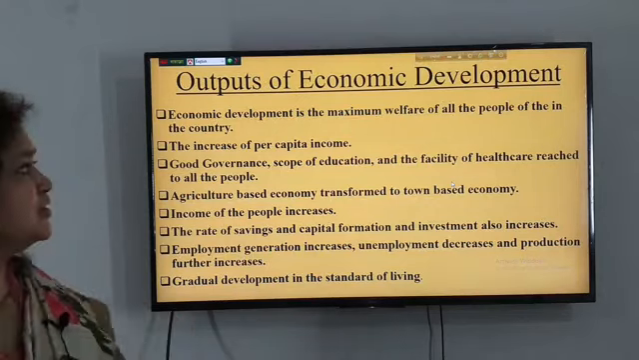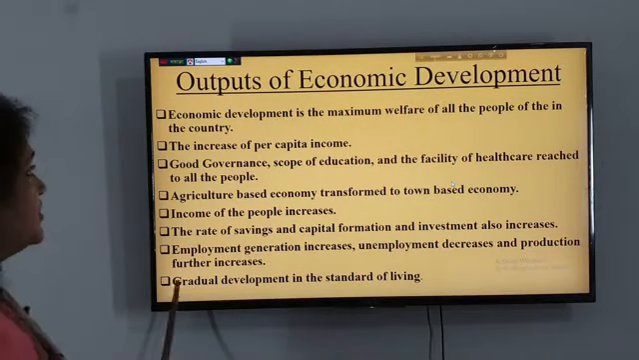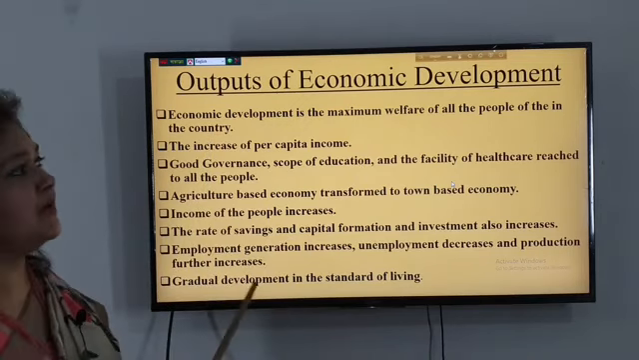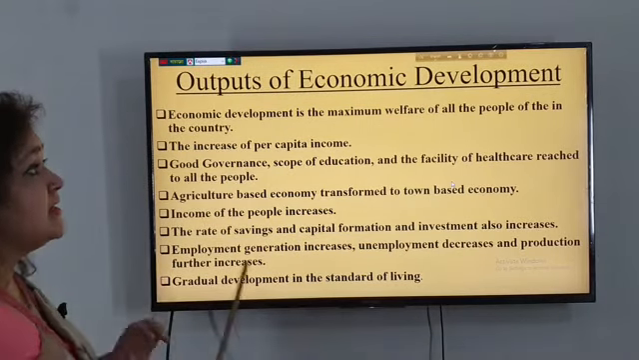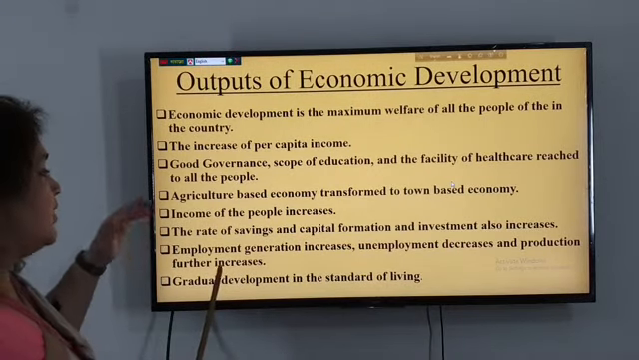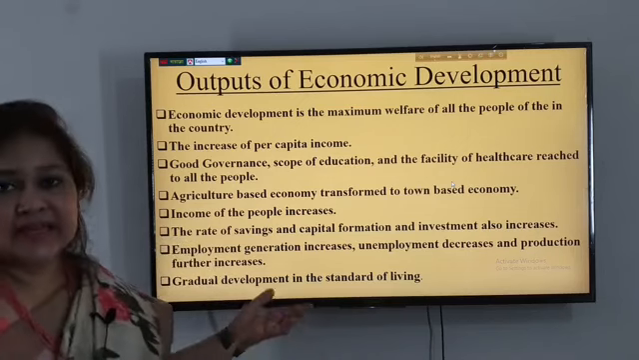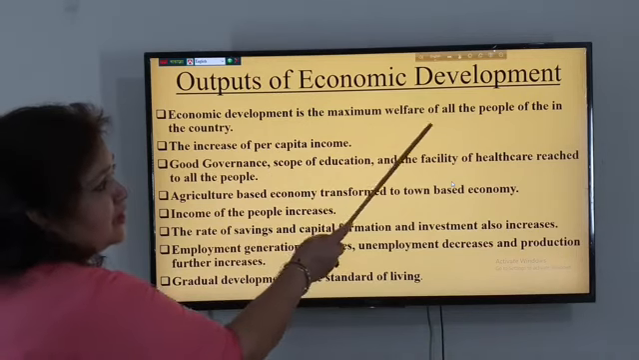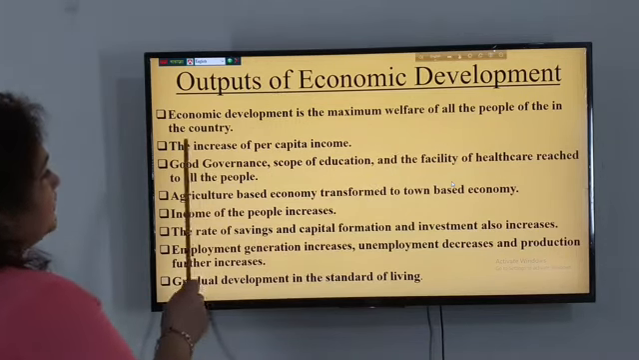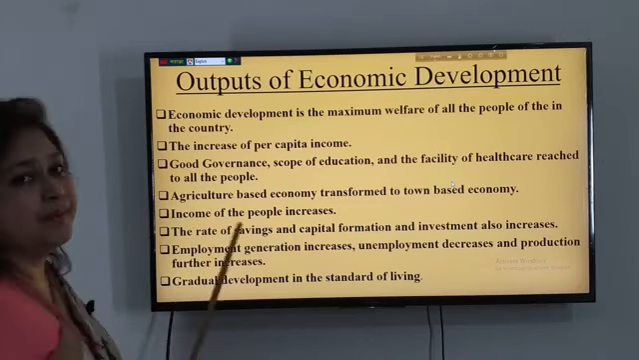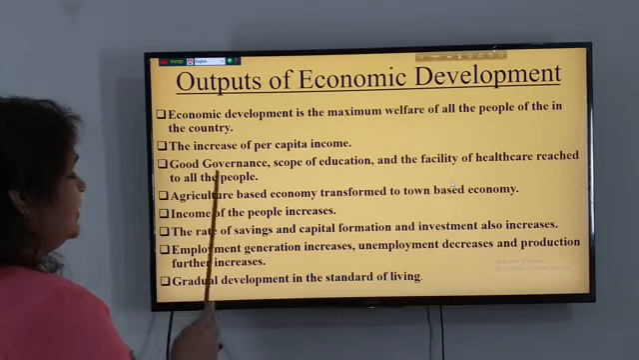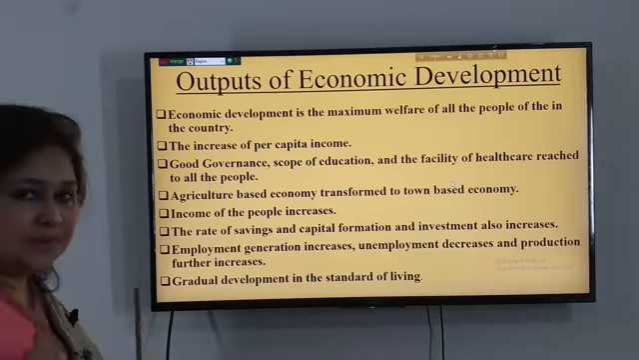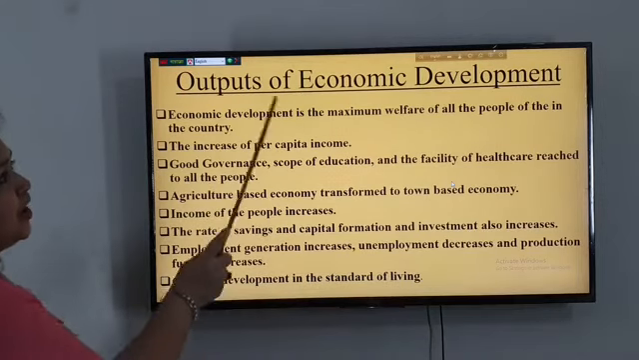There are also some outputs of economic development. I am saying shortly, economic development is the maximum welfare. When we see that economic development is taking place in a country, there are some outputs, and on the basis of these criteria we can say that economic development is taking place. Number 1, the maximum welfare of all the people of the country. Number 2, the increase of per capita income. Number 3, good governance, scope of education and the facility of healthcare reaching all the people. Okay, these are the outputs of economic development.